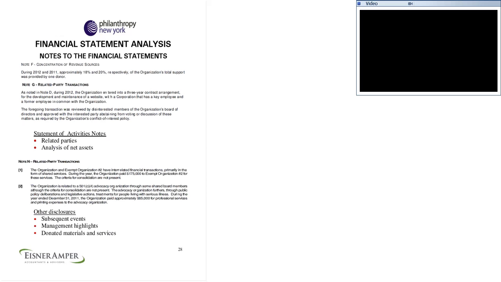Again, here's where we say they have a concentration provided by one donor, 18%. Again, 18% is not a huge thing, not necessarily of concern, but if every single year this person is a significant donor, are they going to start to impact our ability to keep passing our public support test, right?